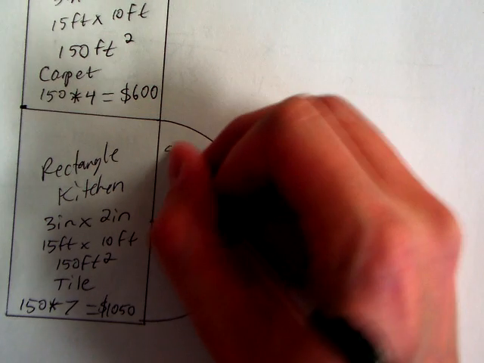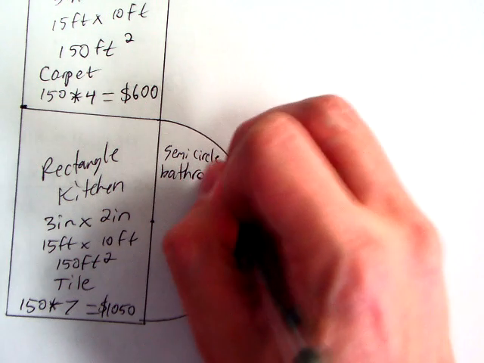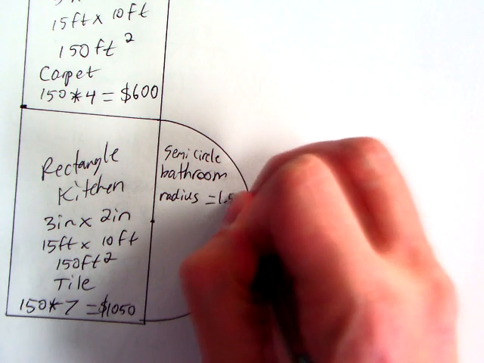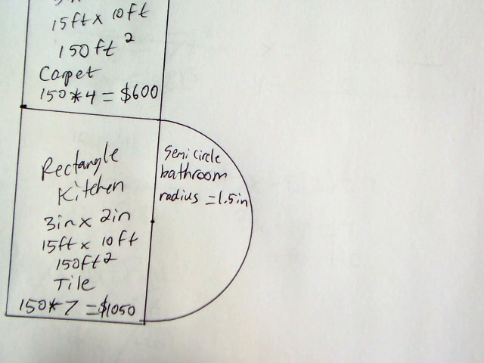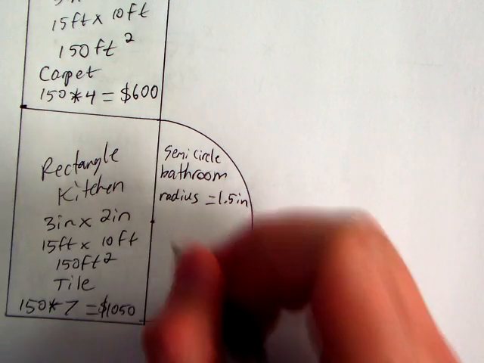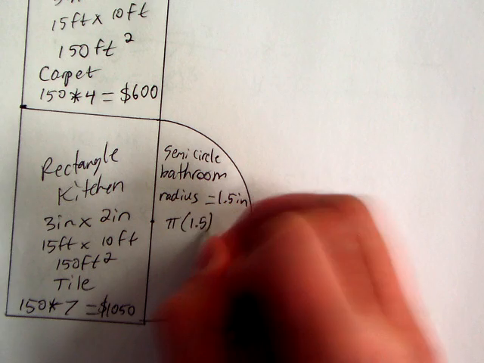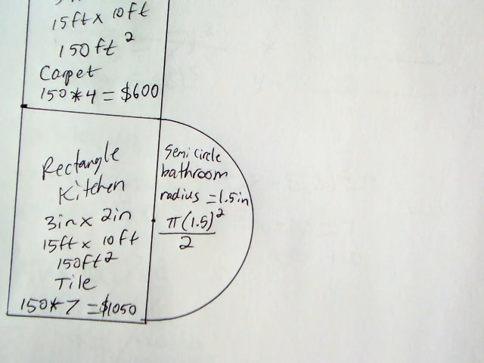So we'll call it a semicircle bathroom. And the radius is equal to 1.5 inches. So keep in mind when we're finding the area of this circle, at the end we'll have to divide it by 2, because it is only half of a circle. We're going to use that formula pi r squared. So we take pi and we multiply it by 1.5 squared. And then we divide it by 2. We can multiply this by tile and get our cost.